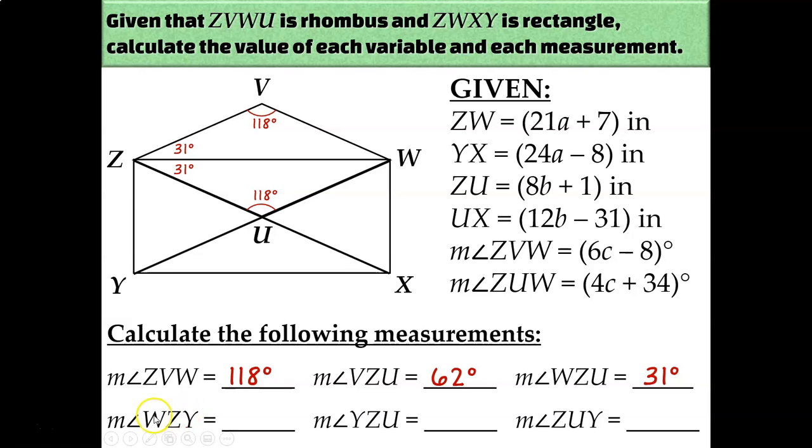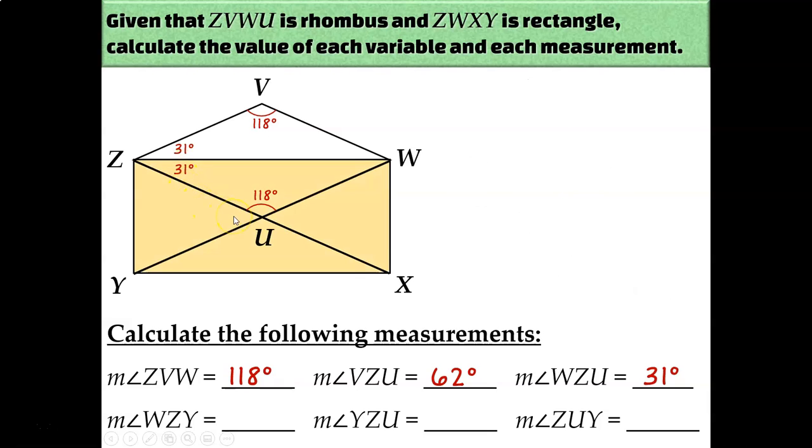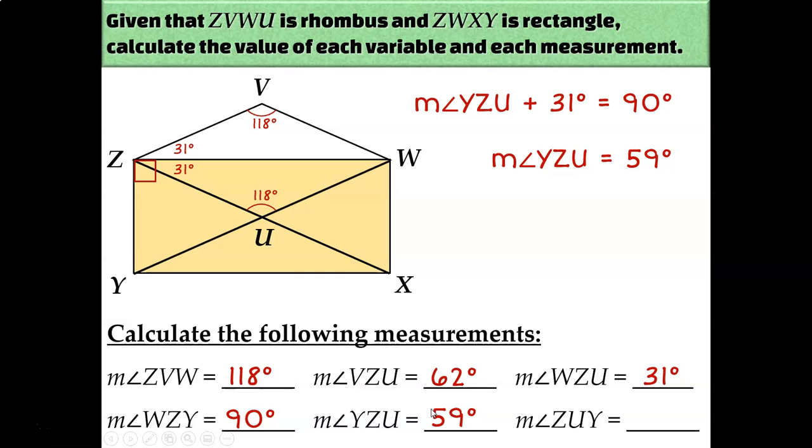So what about the measure of ∠WZY? That's one of the angles in the rectangle. And since it's a rectangle, each of its angles has to be 90 degrees. And that can help us to figure out the next answer, which is ∠YZU. Since this entire angle measurement has to be 90, and we figured out that part of it is 31, the other part has to be 59 degrees.